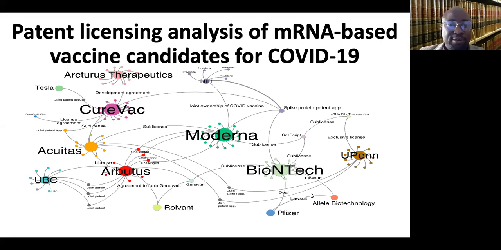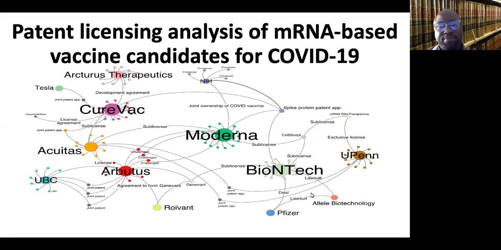So I've been working on mRNA technology for some time. This diagram revolves around patent licensing analysis of mRNA vaccine candidate for COVID-19. With regard to mRNA vaccines, you could have patent claims covering the mRNA vaccine sequence itself, the delivery system, the dosage regimen, the medical use, processes for producing mRNA vaccine, processes for the manufacture of mRNA vaccine, and all. The fact is that a company relying solely on its own patent portfolio is unlikely to successfully develop an mRNA-based vaccine. Therefore, acquiring the necessary license is essential to avoid infringement of patent rights.